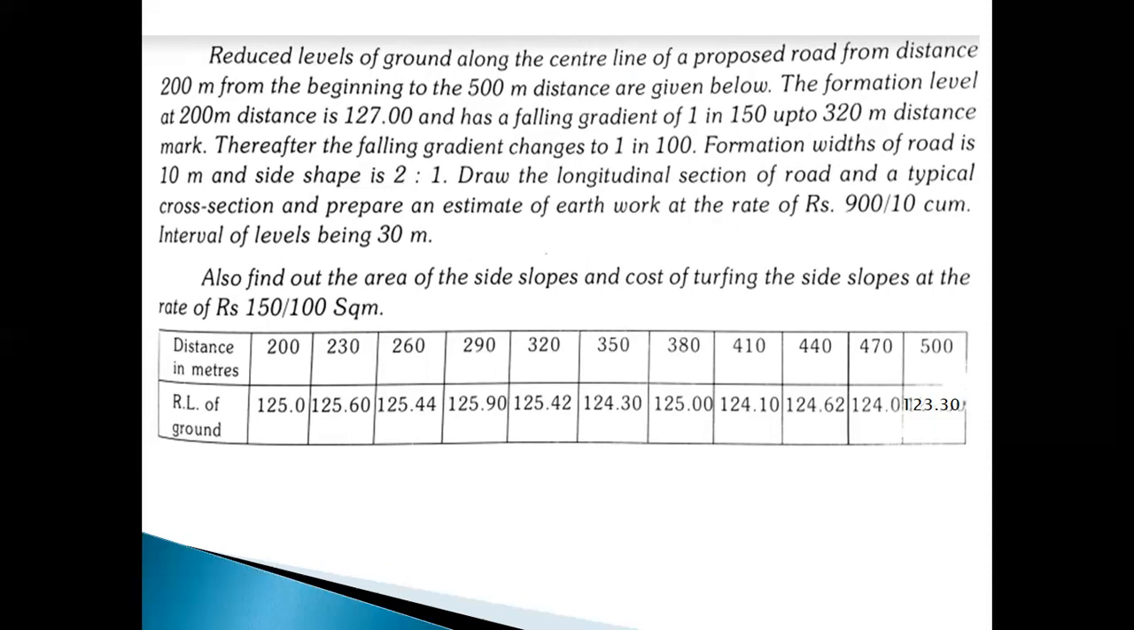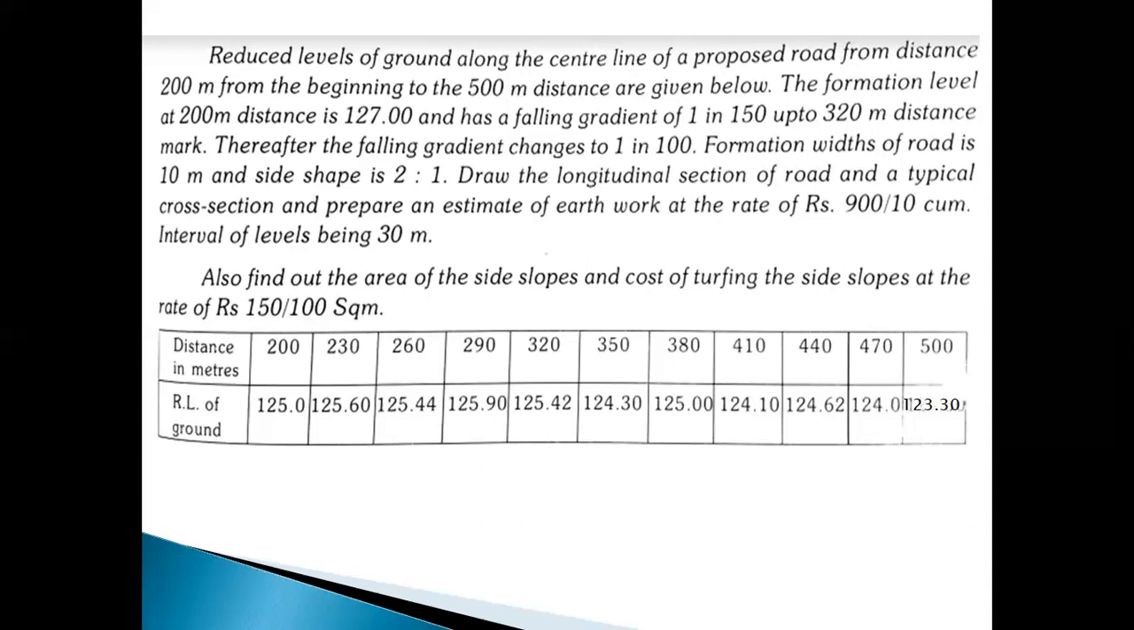Distance in meters: 200, 230, 260, 290, 320, 350, 380, 410, 440, 470, 500. And RL of the ground: 125, 125.60, 125.44, 125.90, 125.42, 124.30, 125, 124.10, 124.62, 124.0, 123.30. That is the final value of RL of ground.